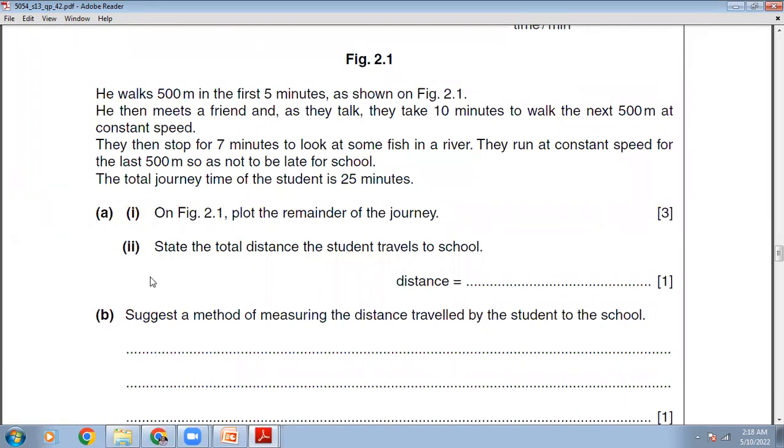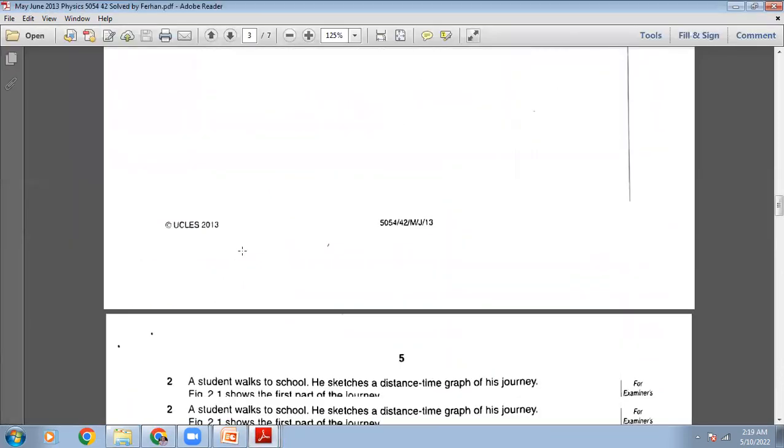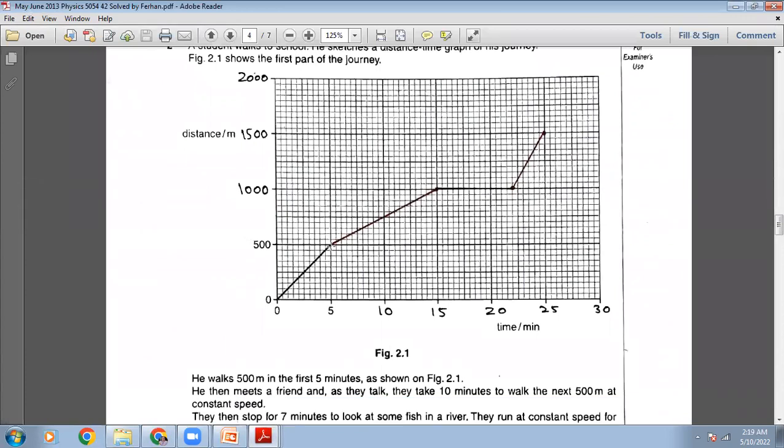He walks 500 meters in the first 5 minutes. That is already shown in figure 2.1. He then meets a friend, and as they talk, they take 10 minutes to walk the next 500 meters at a constant speed. So let me show you how I showed it. At 5 minutes, he met his friend, and then they walk with a constant speed. After 10 minutes, they have covered a further 500, so from 500, they have covered 500 more. So now the distance will become 1000. So at 15, 1000, I will put a dot and join them with a straight line.